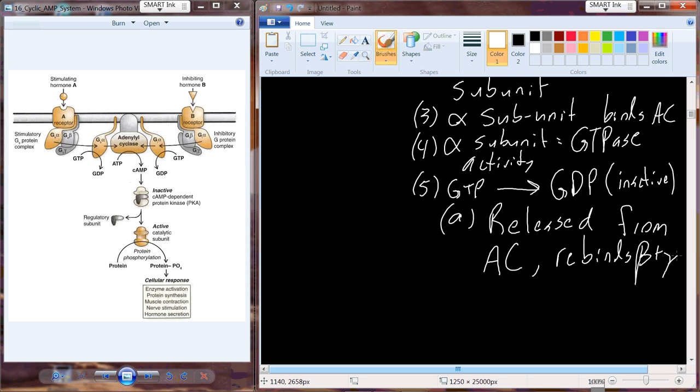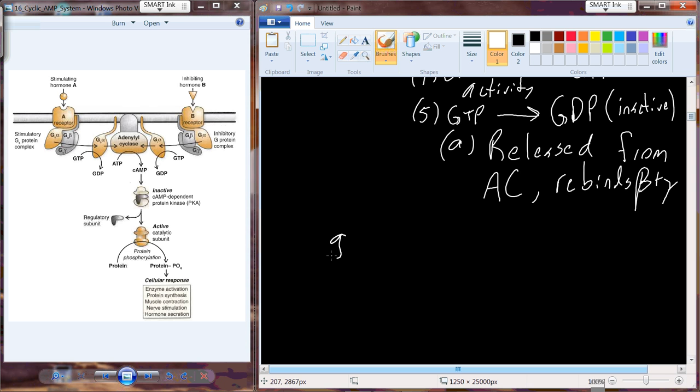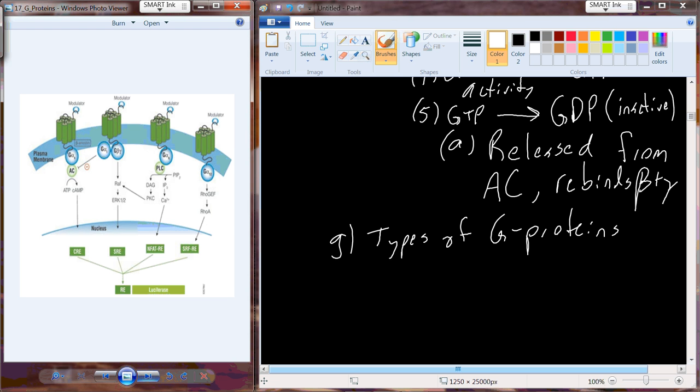Okay. Now, it turns out that the alpha, the beta, and the gamma subunits are all classes or families of proteins. And we have different types of G proteins that exist in biology. And so I want to take just a moment here to go through some of these different types of G proteins. This is a kind of fuzzy picture. But what you can see is you have different receptors that all have different combinations of different types of G proteins, and they all initiate different signaling pathways.